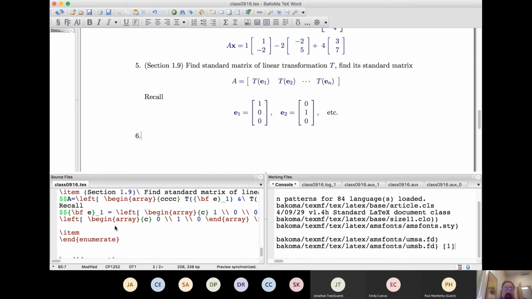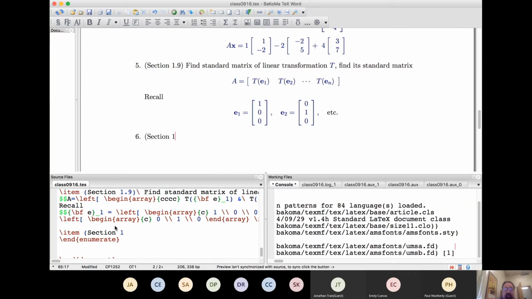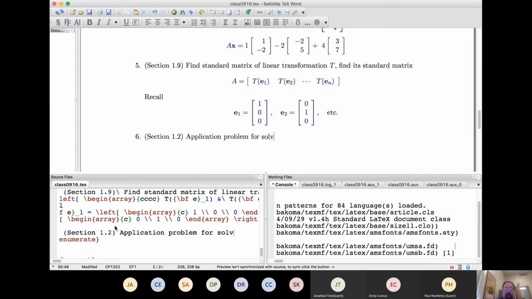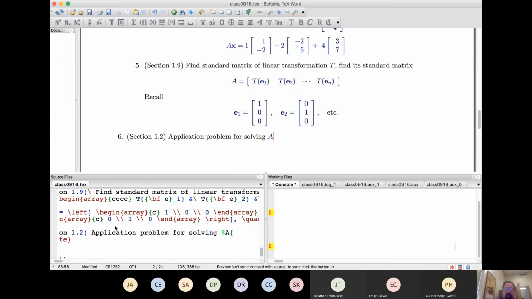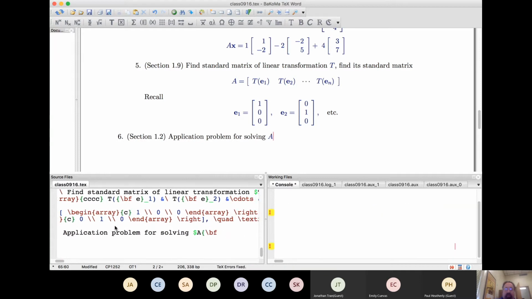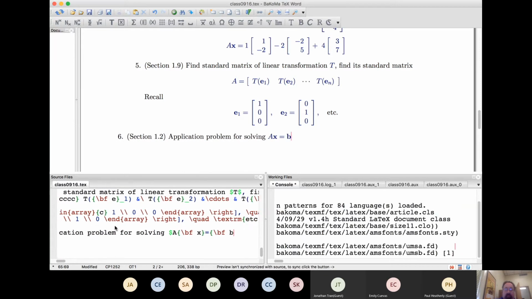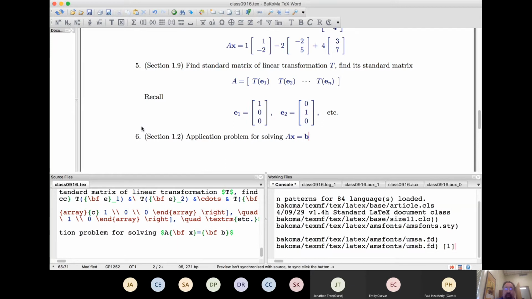The last one actually circled back around to an earlier section, section 1.2. To this application problem, I thought if it's going to be a word problem in a test, I'd prefer to save it for last. Okay, now it'd be a problem involving solving some kind of system of equations, Ax equals b.